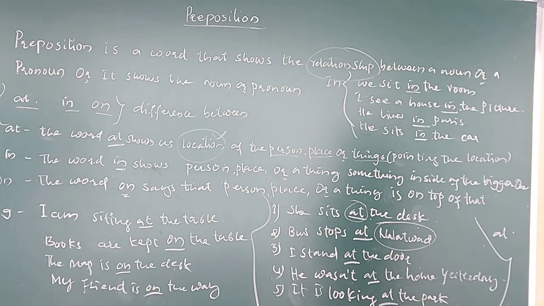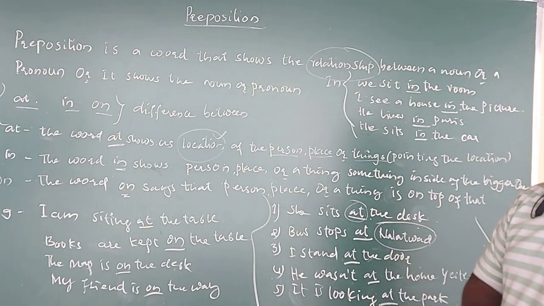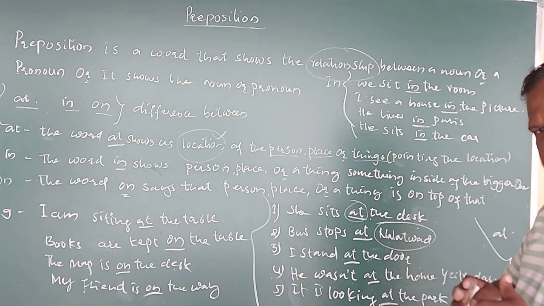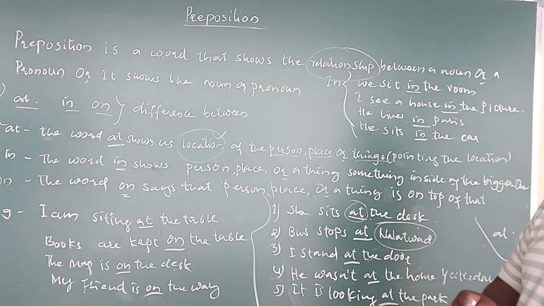He wasn't at home yesterday. He wasn't there at the home yesterday. So the home we are indicating here, he wasn't there at the home, because it is an indication of location. He wasn't there at the home yesterday.